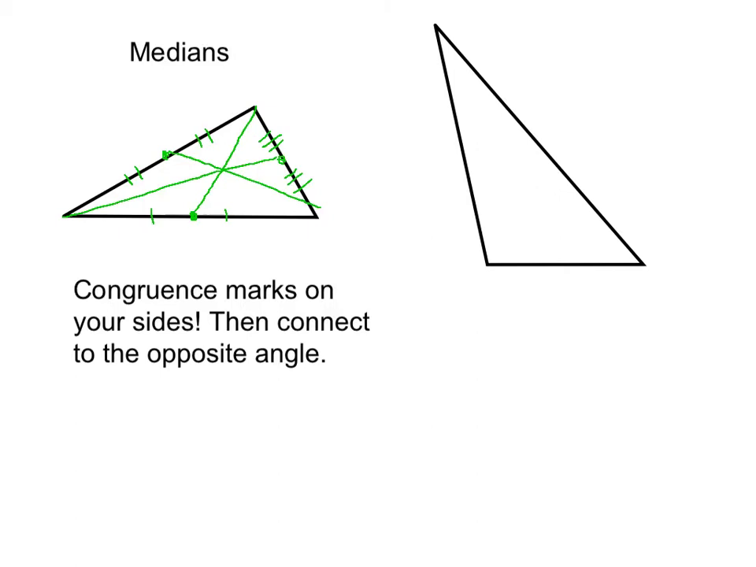So I'm looking for congruence marks on my side, which is going to connect to my opposite angle. Again, let's look at another example here. Midpoint, midpoint, midpoint, connect to the opposite angle. So all of my points then, the green example is better than the orange, but all of my points should intersect in the centroid. Medians goes with centroid.